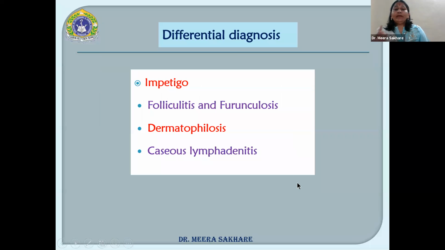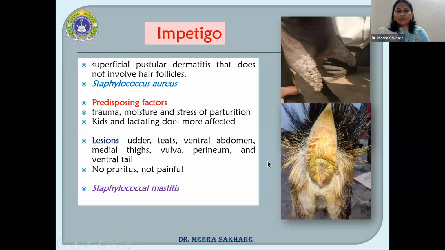This demodectic mange we can differentiate from impetigo, follicular furunculosis, dermatophilosis or caseous lymphadenitis. Whatever diseases have similar types of draining tracts, such diseases we can differentiate from demodectic mange. So first is impetigo. This is a bacterial disease.